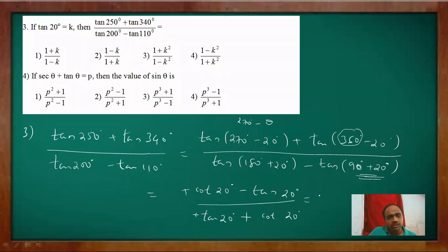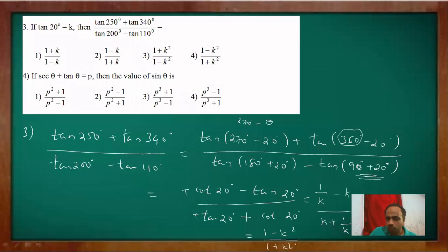You may say, sir, cot 20 is not given. Tan 20 only is given. Tan and cot are reciprocal. If tan 20 is k, cot 20 will be 1 by k. Then minus tan 20 means minus k, tan 20 means k, and cot 20 means 1 by k. Simplify, take the LCM. LCM will be k. K into k is k square. Here also LCM is k, k into k is k square. LCM k will be cancelled. I get 1 minus k square upon k square plus 1.